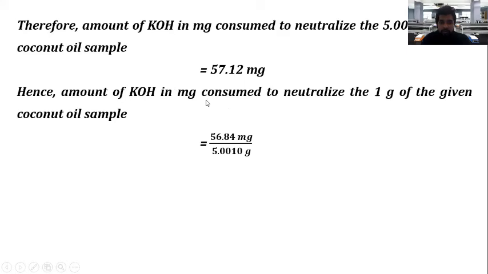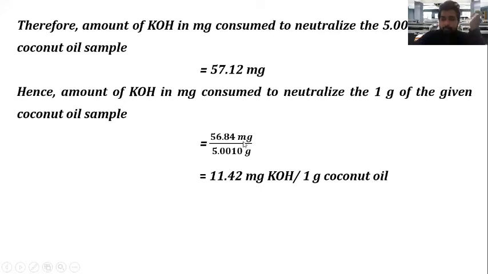I made a mistake here. Okay, 57.12. So what is the answer for this? Is this answer correct? 11.42 milligram KOH per 1 gram coconut oil. Is this answer correct or wrong? Please tell me. Correct.